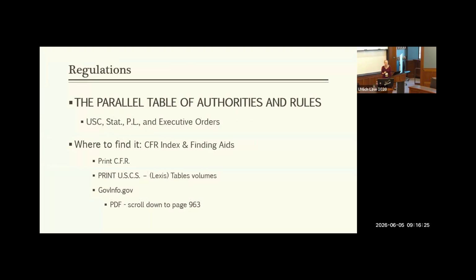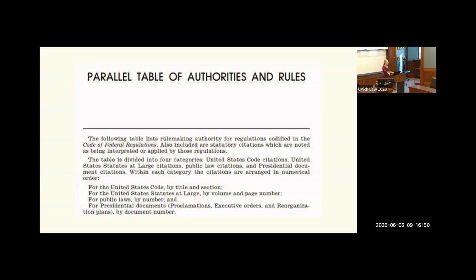Who's heard of the parallel table? It's my favorite source. A lot of people have never heard of it. It saved my life early in my career when regulations weren't online yet. It is a table in the CFR Finding Aids Index volume where you look up your USC number and it will tell you what the regulations are under that number. And actually you can do United States Code by title and section, you can do statutes at large, you can do public law, and you can do executive orders. So it's a fabulous table that takes you right to the regulations if you know the statute.